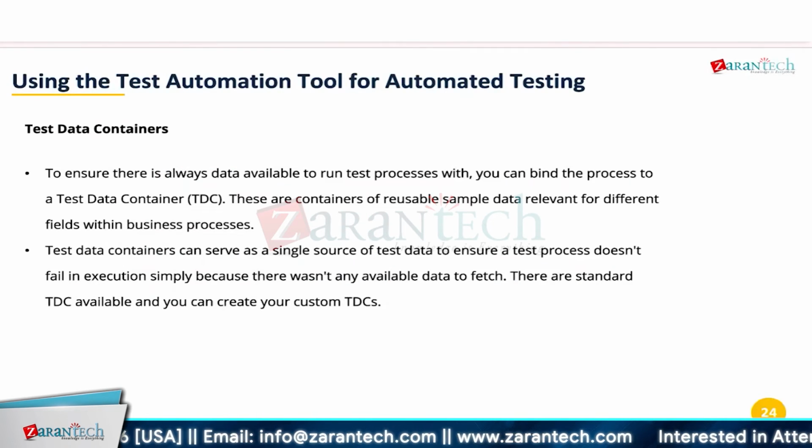Next is the test data container. To ensure there is always data available to run the test process with, you can bind the process to a test data container. Say suppose you have data available to run your test process, you can bind the test process to the test data container. The test data container holds the data, and if your business process has the data, then you can bind the process to this test data container.